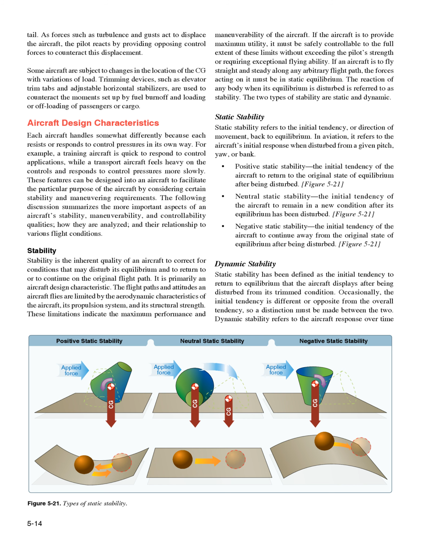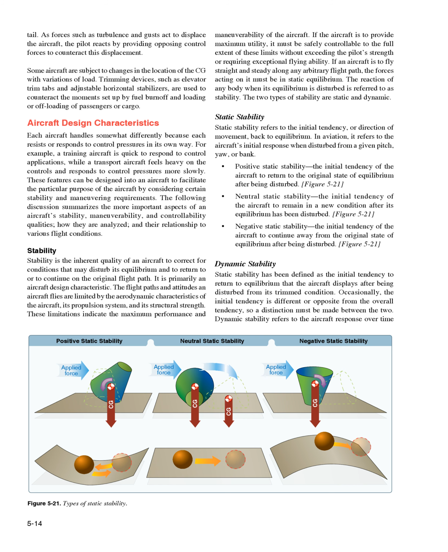Positive static stability, the initial tendency of the aircraft to return to the original state of equilibrium after being disturbed. Neutral static stability, the initial tendency of the aircraft to remain in a new condition after its equilibrium has been disturbed. Negative static stability, the initial tendency of the aircraft to continue away from the original state of equilibrium after being disturbed.